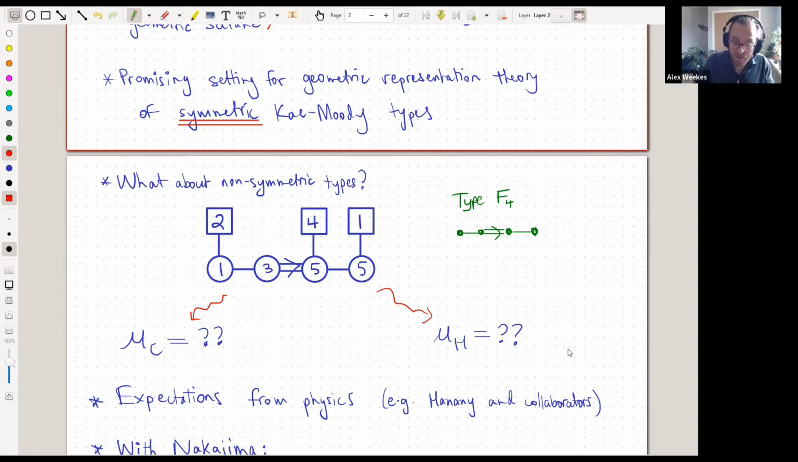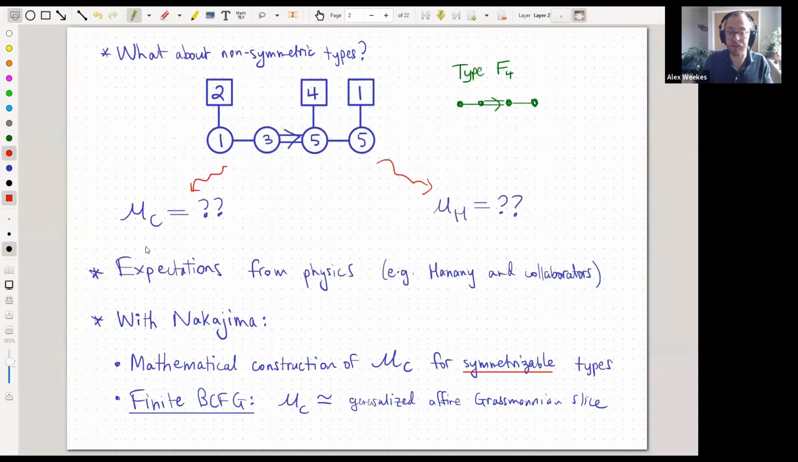But from a mathematical perspective, what I'm going to talk about is some joint work with Nakajima, where we give a mathematical construction of a Coulomb branch associated to an input data of this type. In more technical terms, it would be of symmetrizable type. So there's some symmetrizable Cartan matrix that's supposed to underlie this. Of course, type F4 is an example of such a thing. And so we give such a construction.